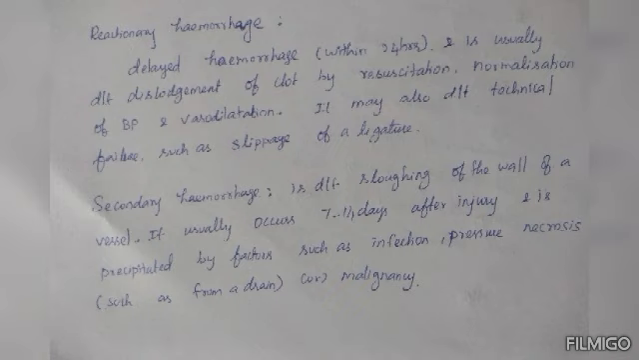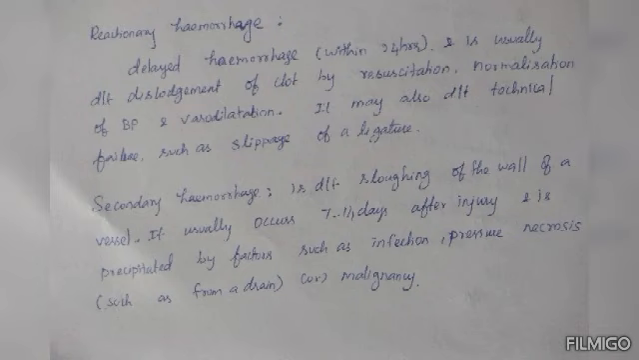And what is reactionary hemorrhage? Delayed hemorrhage, that is within 24 hours, and is usually due to dislodgement of the clot by resuscitation, normalization of the BP, and vasodilatation. It may also be due to technical failure, such as slippage of a ligature. So reactionary hemorrhage is a delayed hemorrhage within 24 hours.